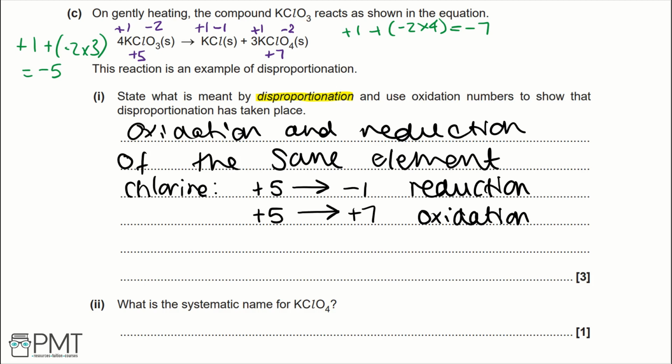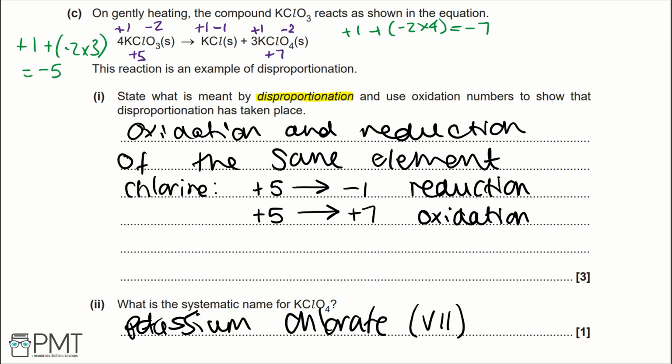Moving on to part 2, what is a systematic name of KClO4? The answer to this is potassium, because there's the K, chlorate, because that's the name of a ClO ion. It doesn't matter if it's 4, 3, 2, so on. But we need to state the number, and the number will be 7. And that is because if we link back to the oxidation states, the chlorine's got an oxidation state of +7. To get the mark for this question, you need to have the correct name with the correct Roman numeral.